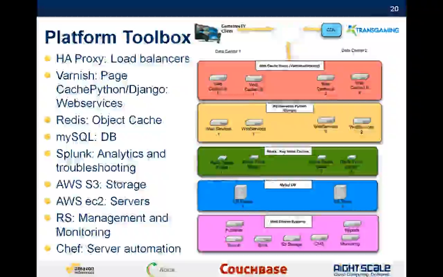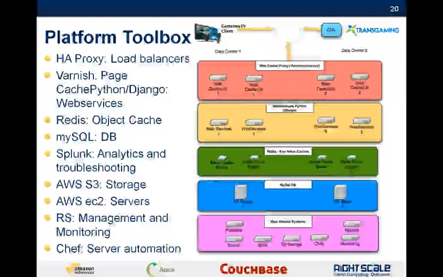So this is our whole high-level architecture, and these are all the tools that we ended up using. We ended up using the HA proxy load balancing solution that RightScale recommended. That's the first level there. Then down below it, or along with that, there's a Varnish page caching system. Below that, we have a Python Django web services layer.